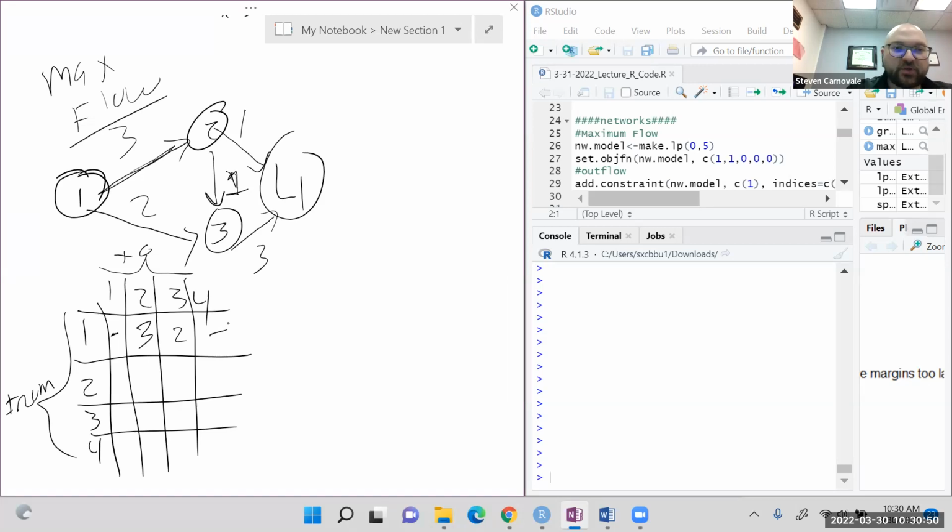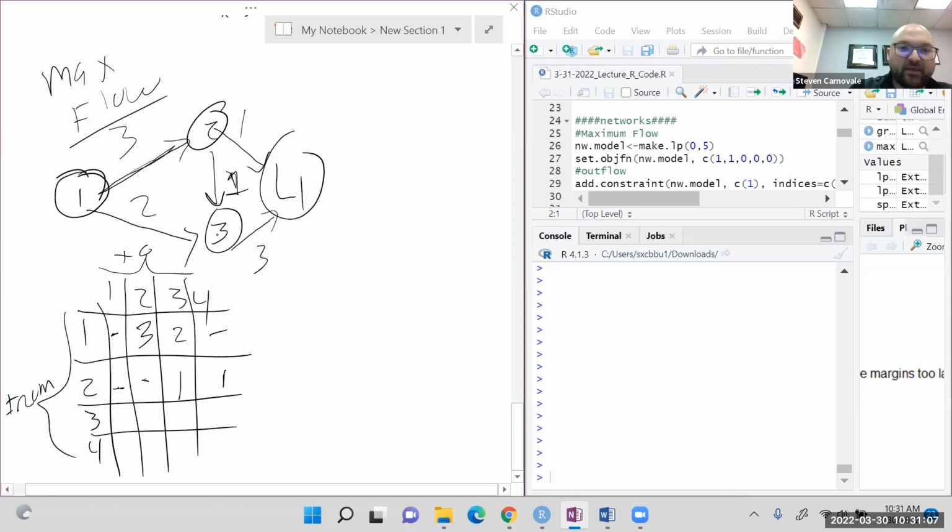What do I have for 2? So node 2, I have 2 to 1. Nope, I have nothing there. I have 2 to 2. Nope, nothing there. I do have a 2 to 3, which would be 1 at my capacity. And I do have a 2 to 4, which would also be 1 in this capacity.